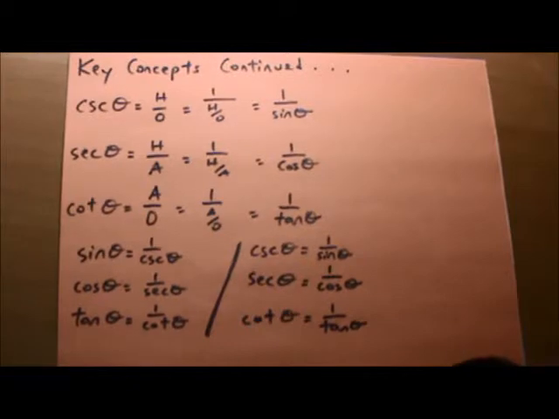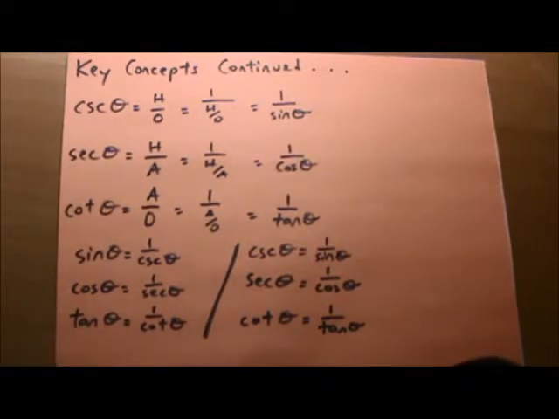Other key concepts are that cosecant is equal to hypotenuse over opposite, which means that 1 over hypotenuse over opposite should equal 1 over sine. The same goes with secant and cotangent. Secant is hypotenuse over adjacent, which means that 1 over hypotenuse over adjacent should equal 1 over cos. And cotangent is equal to adjacent over opposite, which means that 1 over adjacent over opposite should equal 1 over tan.